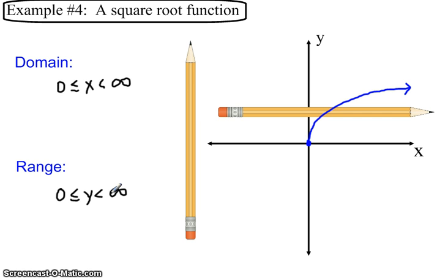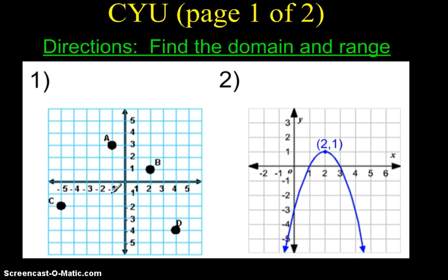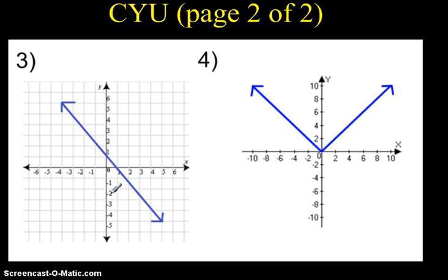Alright, so those are our 4 examples. Let's get to the SIA questions. Alright, there's 2 pages of SIA questions, 4 questions overall. And what I want you to do is find the domain and range for each. So you'll need to pause it here. So here's 1 and 2. And the next page is questions 3 and 4.